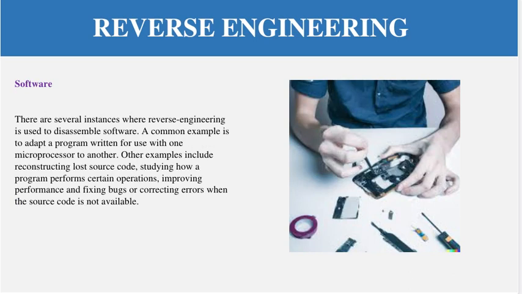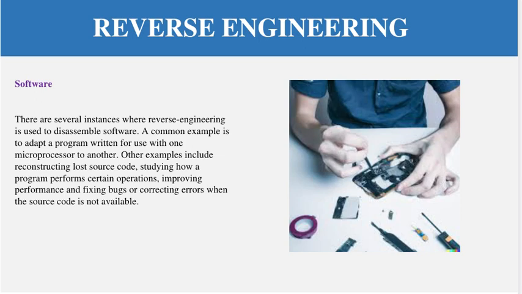An example of reverse engineering in software development is disassembler software. For example, if you lost the source code, you can study the certain programs, operations, performance improvements, bug fixes, documentation, and error handling, so that you can do the reverse engineering and recreate the same source code again.